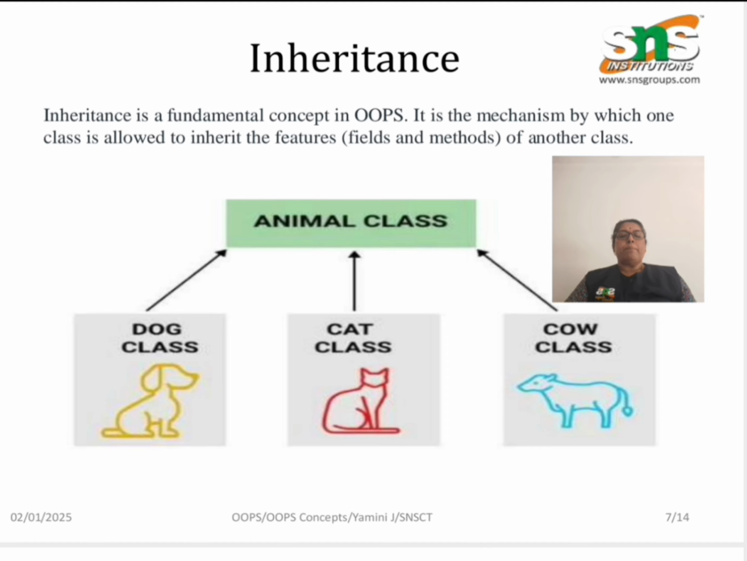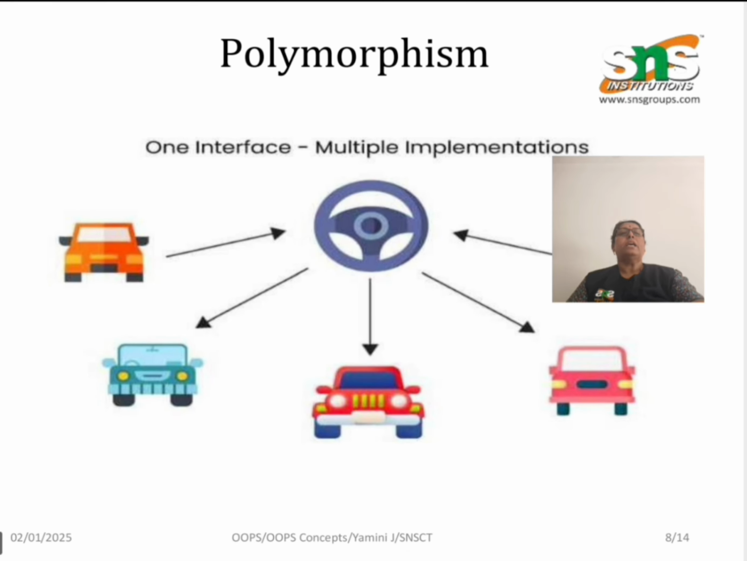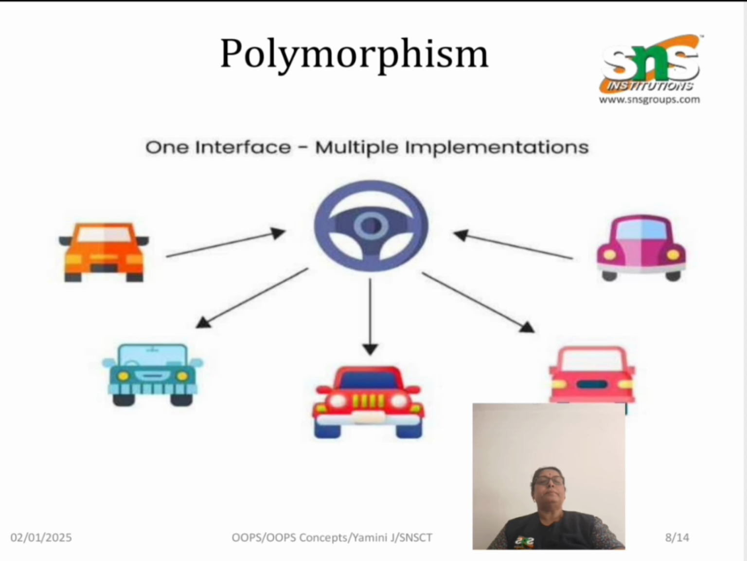Next one, polymorphism. Polymorphism means one name, many forms. It allows the same method or operation to behave differently based on the object. For example, the method called draw may draw a circle, rectangle or triangle depending on the object used.